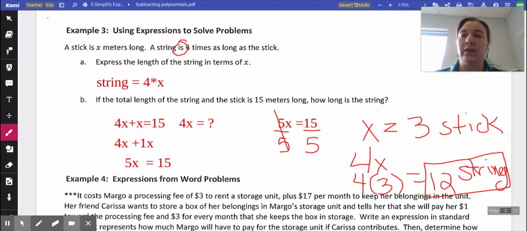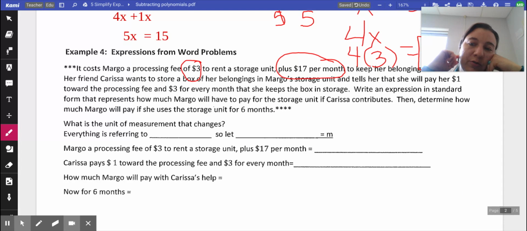All right, we'll try a harder one. I gotta leave some of these for you to do later. It costs Margot a processing fee of $3 to rent a storage unit plus $17 per month. Per means, think about it. And her friend Carissa wants to store a box of her belongings in Margot's storage unit and tells her she will pay her $1 toward the processing fee and $3 for every month she keeps the box in storage.